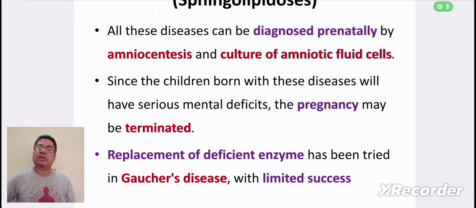These diseases can be diagnosed prenatally by amniocentesis and culture of amniotic fluid cells. Since the children born with these diseases will have severe mental deficits, the pregnancy may be terminated. Replacement of the deficient enzyme has been tried in some of these diseases with limited success.